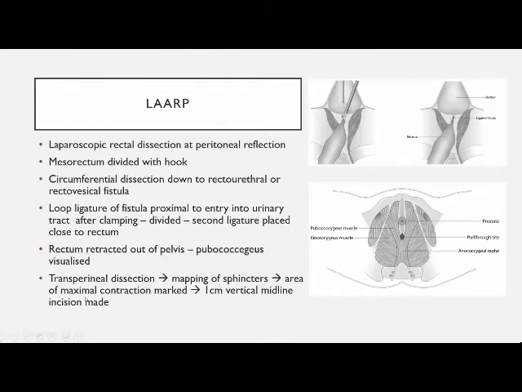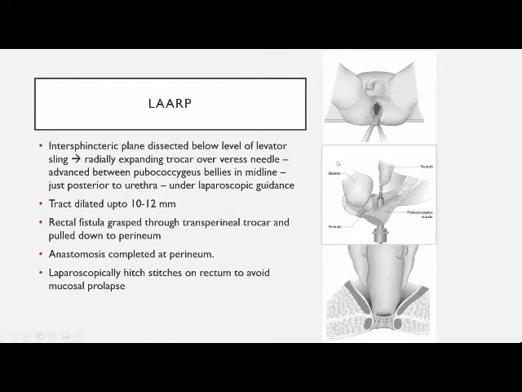The area of maximal contraction is marked and a 1 centimeter vertical, that is a small, incision is made. The intersphincteric plane is then dissected below the level of levator ani. We can use either a radially expanding trocar over a Veress needle, which is advanced between the bellies of the pubococcygeus in the midline. This will be aided by laparoscopy and is done just posterior to the urethra. The tract is usually dilated up to, as shown here, 10 to 12 mm, and then the rectal fistula is grasped with a trocar and pulled down to the perineum, and anastomosis is completed at the perineum.